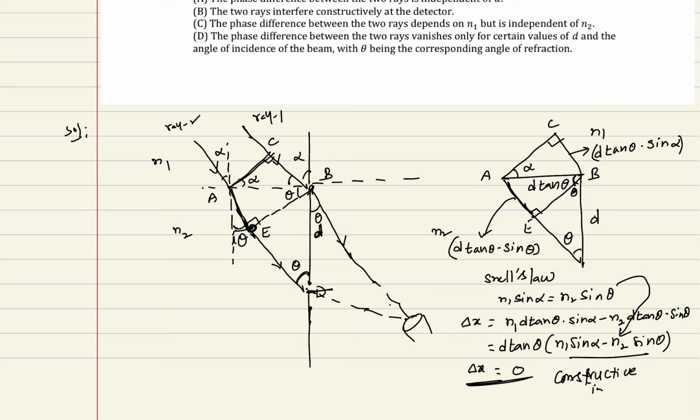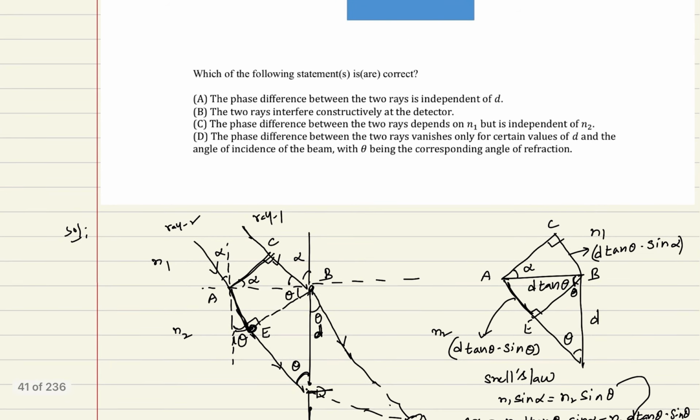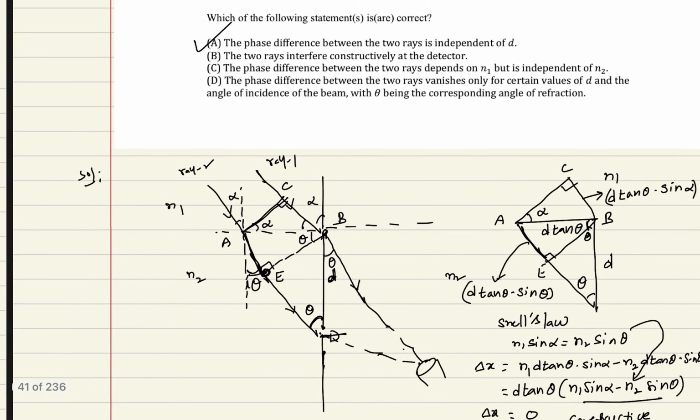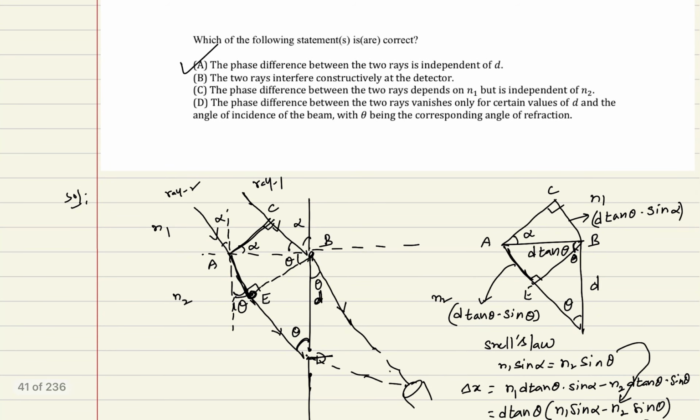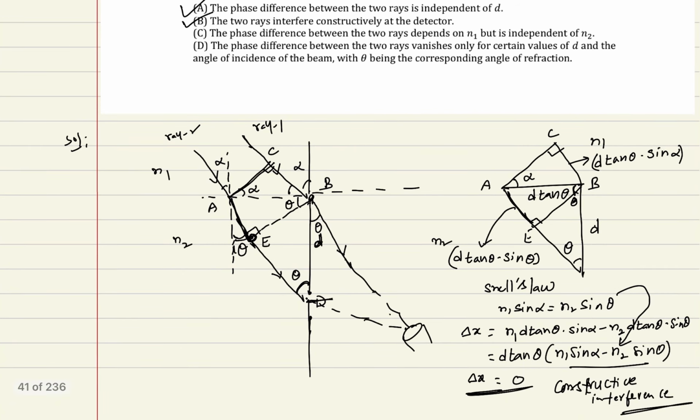If delta x is equal to 0, constructive interference will take place. Constructive interference is taking place. Then the phase difference between the two rays is independent of D. Is it correct? Yes, because delta x is 0. The two rays interfere constructively at the detector. This is also correct. Does the phase difference between the two rays depend on N1? No, they are not depending on N1. So delta phi is independent of N1, N2, D. Whatever theta is, it is not depending on that.